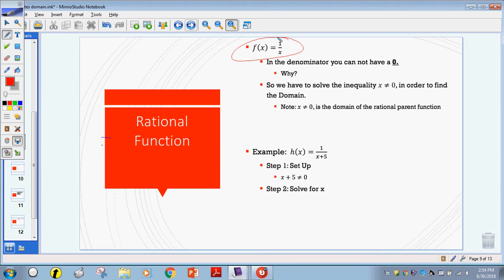Why is that? In the denominator, you can't have 0. Why is that? It wouldn't be a real number. There's nothing, right? There's nothing you can divide 0 into, right? Does it make sense? Yeah.